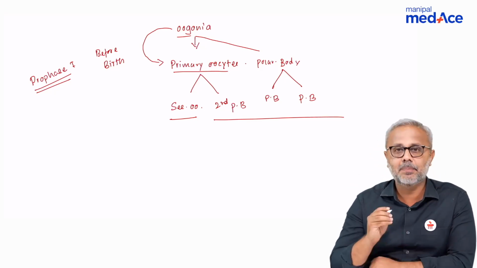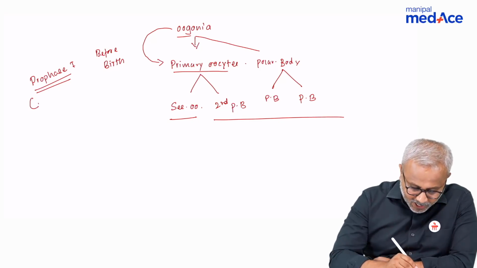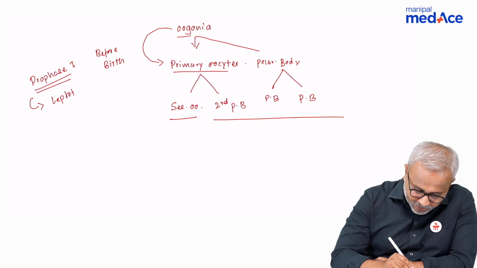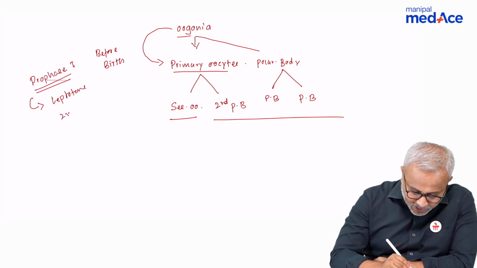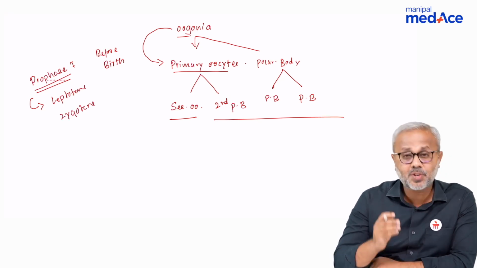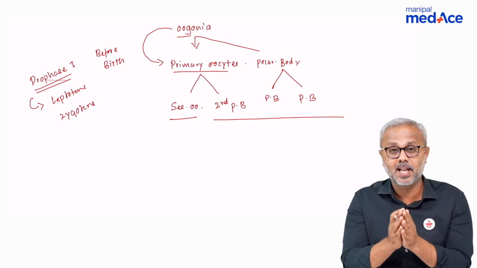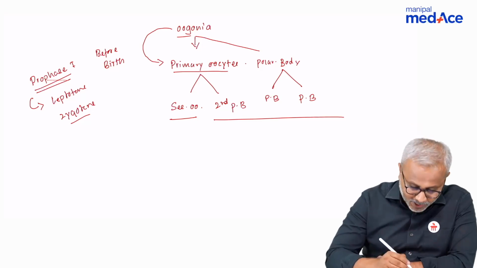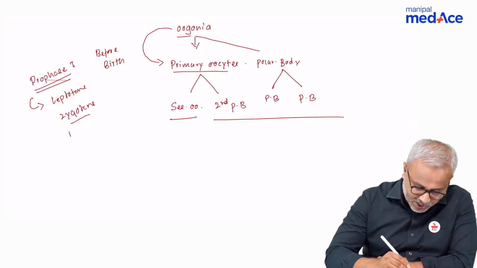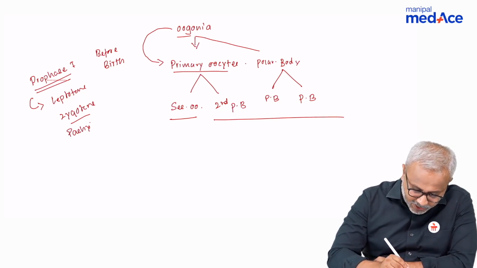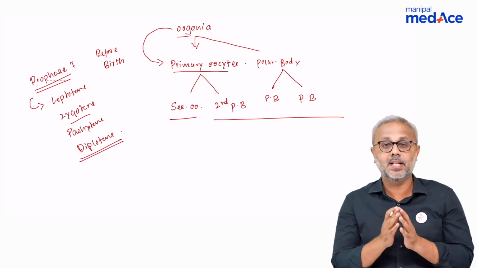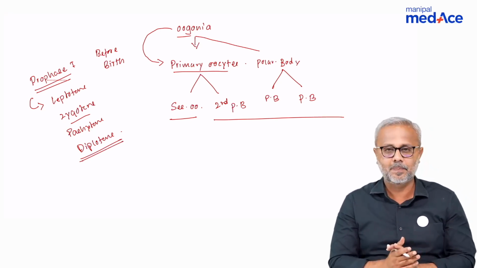Now, what exactly happens in prophase 1 is that it has different subphases, like leptotene. So we have leptotene, then we have zygotene. In leptotene, the chromosomes condense and appear as paired chromosomes. In zygotene, there is formation of tetrads, and then there is a stage of pachytene where there is fusion, and then there is a stage called diplotene. Now, diplotene is the last stage of prophase 1.